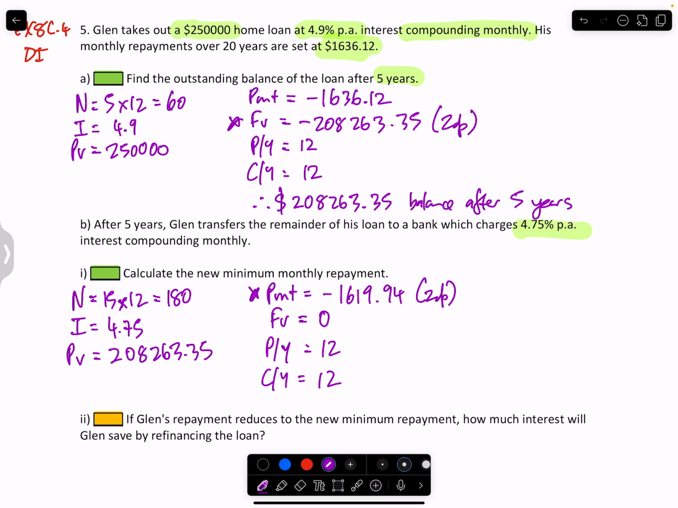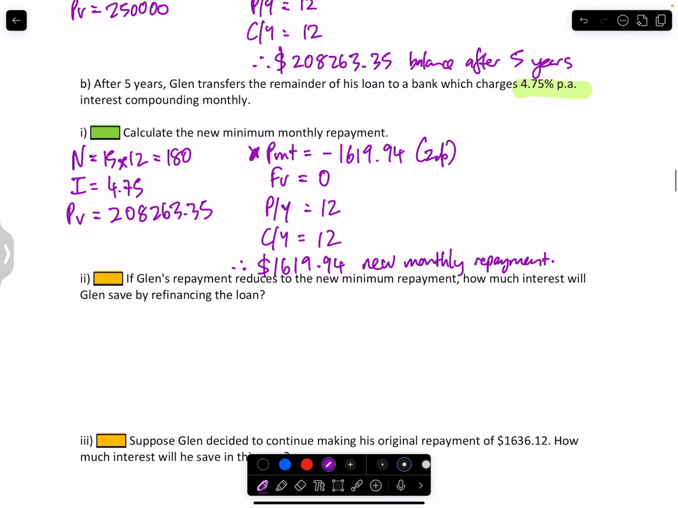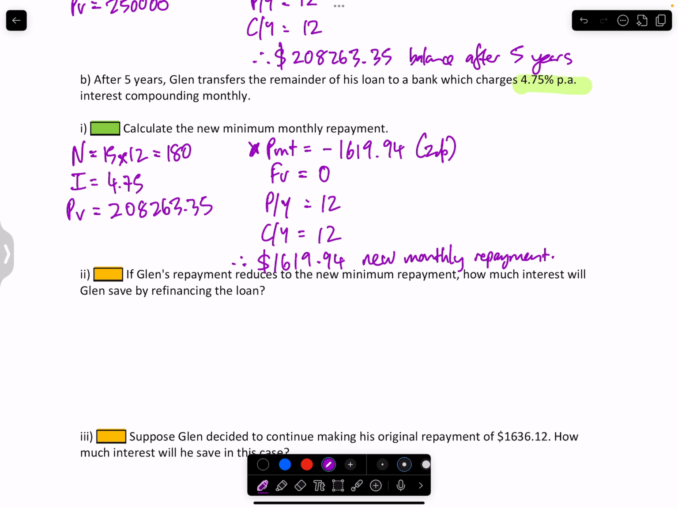So therefore, $1,619.94 new monthly repayment. If Glenn's repayment reduces to the new minimum repayment, how much interest will Glenn save by refinancing the loan?